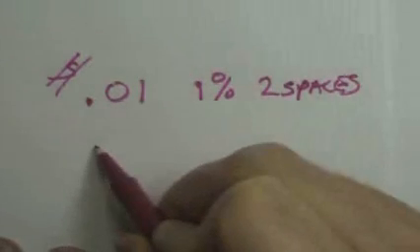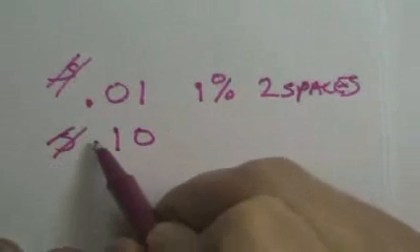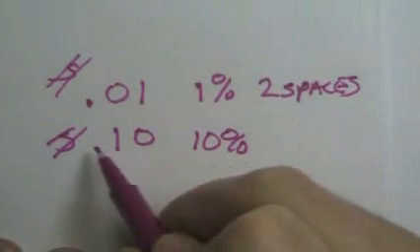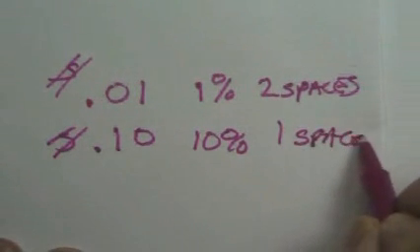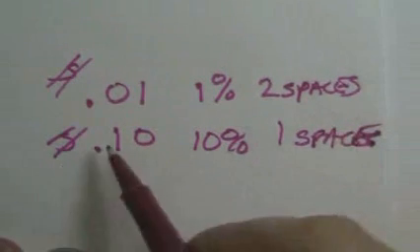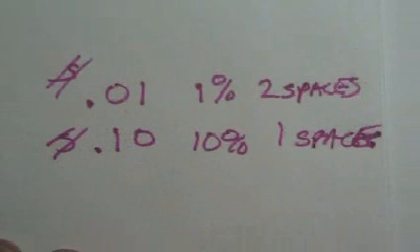Okay, and then 10 cents, 10%, the 1 is only 1 space from the decimal. And this is how I memorize it. This is 2 spaces from the decimal, this is 1 space from the decimal. And that's how I know how many spaces to move it.